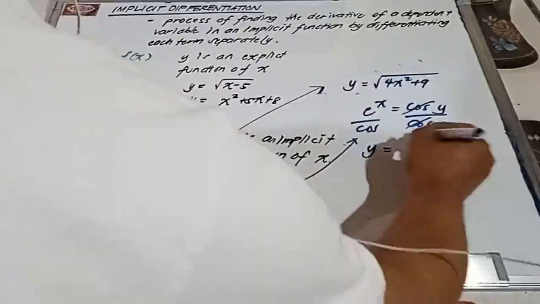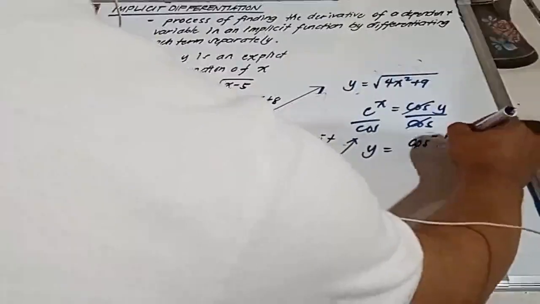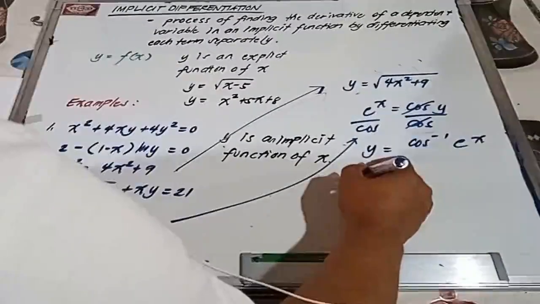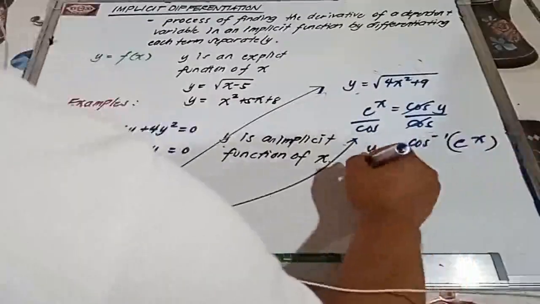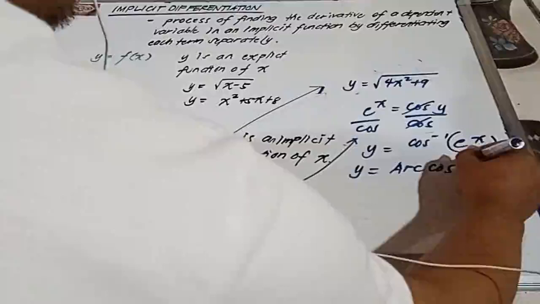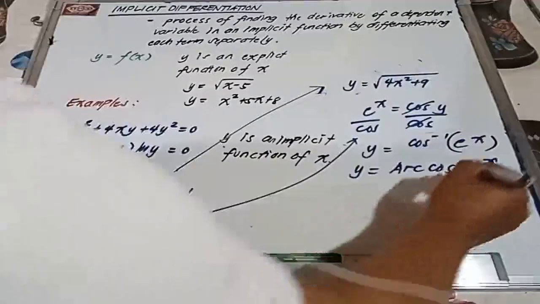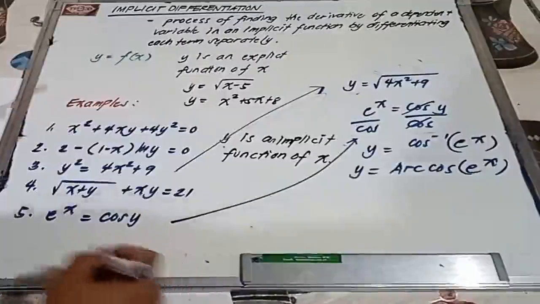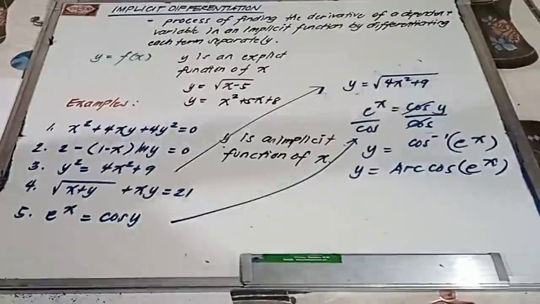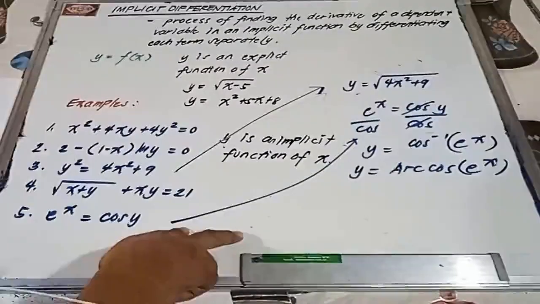Itaas natin. That will become cosine to the negative 1 of e to the x. Cosine to the negative 1 ni e to the x is the same as arc cosine, arc cos of e to the x. Yan. Later, ang pag-aaralan natin yan, paano pagkuha ng inverse of trigonometric function. So, pwede.